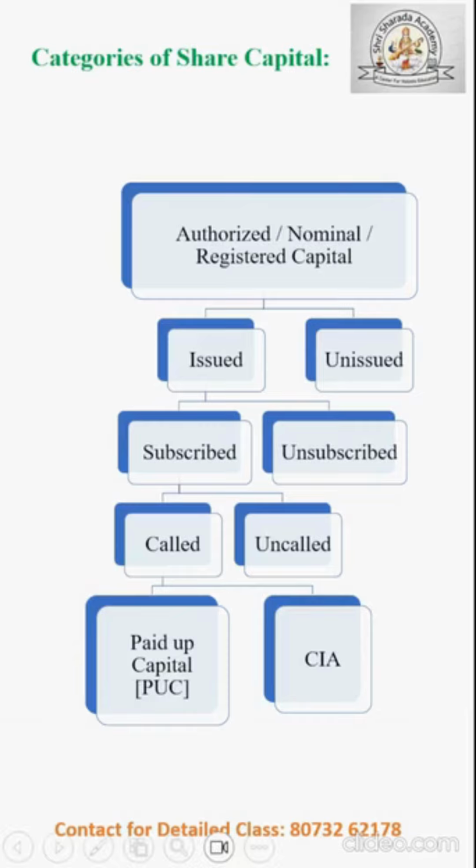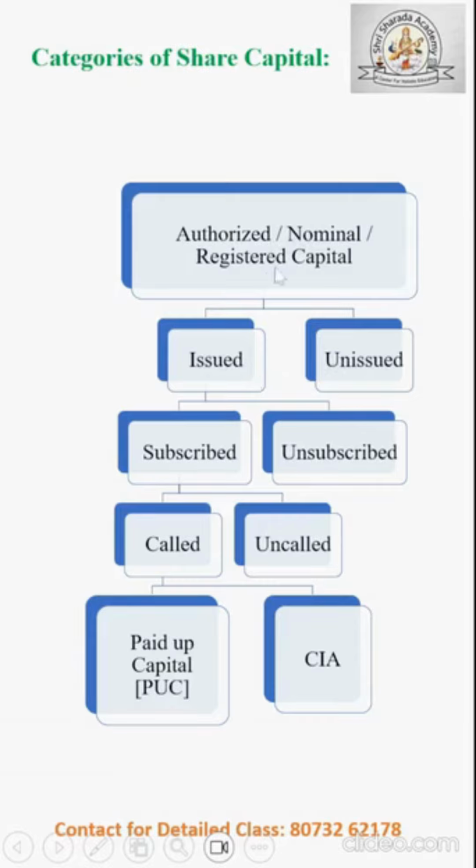Authorized capital, or the registered capital or the nominal capital, is the maximum amount of capital a company can collect. Or in other words, it is the capital that is mentioned in the capital clause of the memorandum of association. This authorized or nominal capital can be further classified into two parts, issued or unissued.